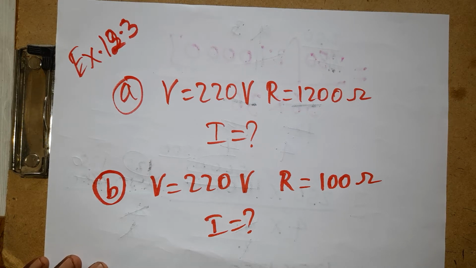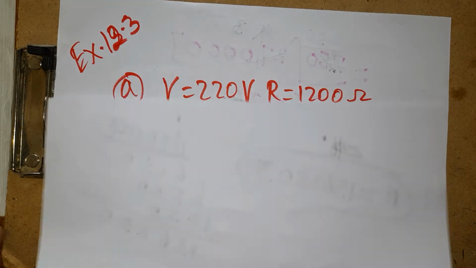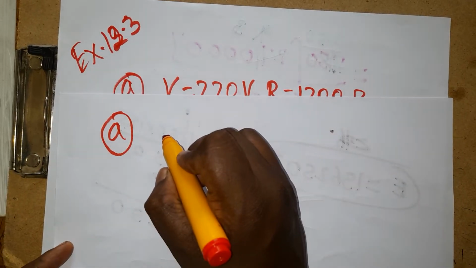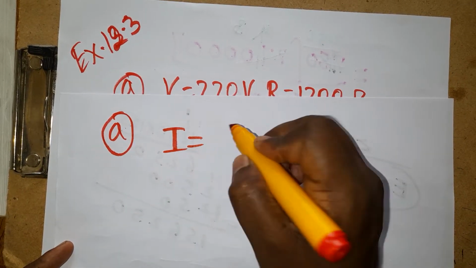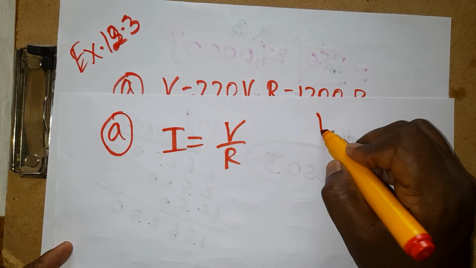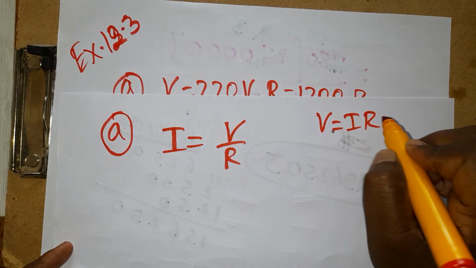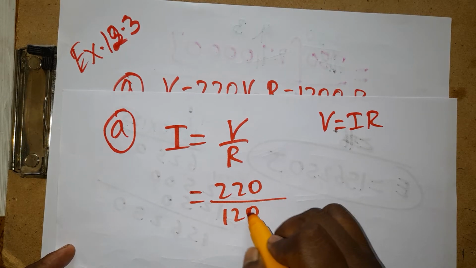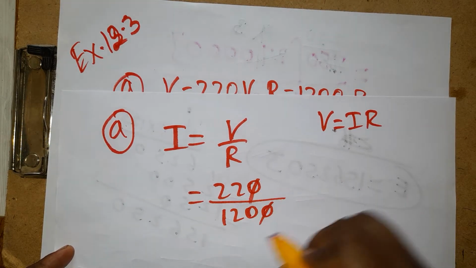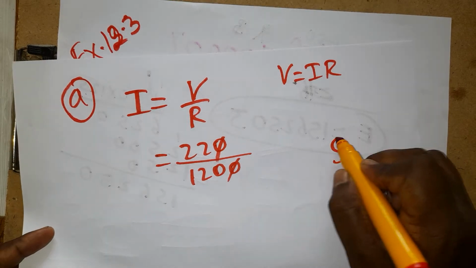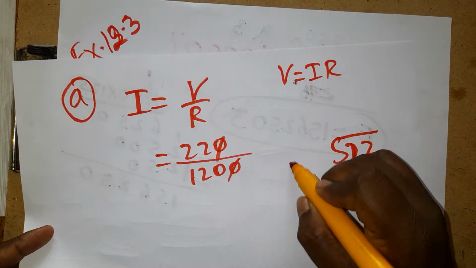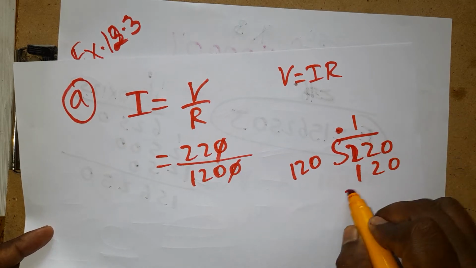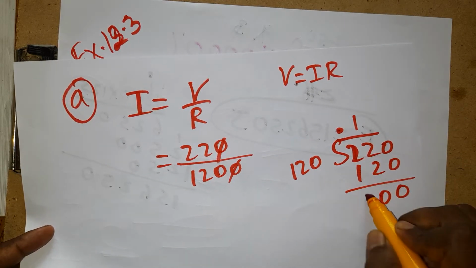Now first question, A. Voltage is 220, resistance is 1200, current is the question mark. I is equal to V by R. According to Ohm's law, V is equal to IR, so I is equal to V by R. What is V? 220. What is R? 1200. 0, 0 get cancelled. 22 divided by 120. 0.0. 120 will go one time. Again 0, 0, 1 will be there.